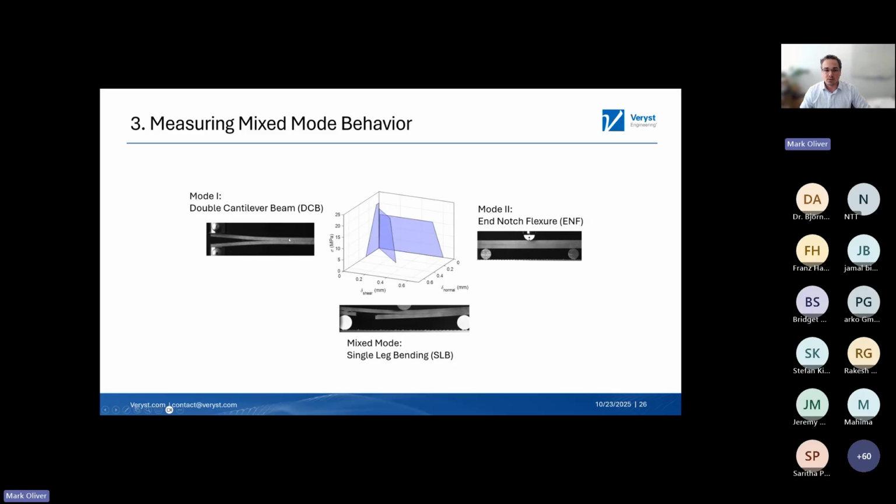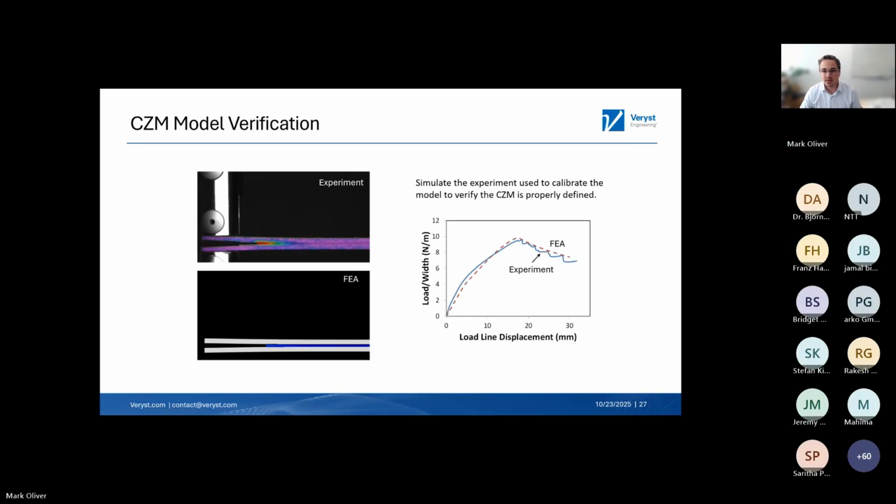So you can do this, the example I showed was for mode 1, but you can do this for mode 2 and under mixed mode conditions as well. And so that's how you can go about calibrating traction separation laws.